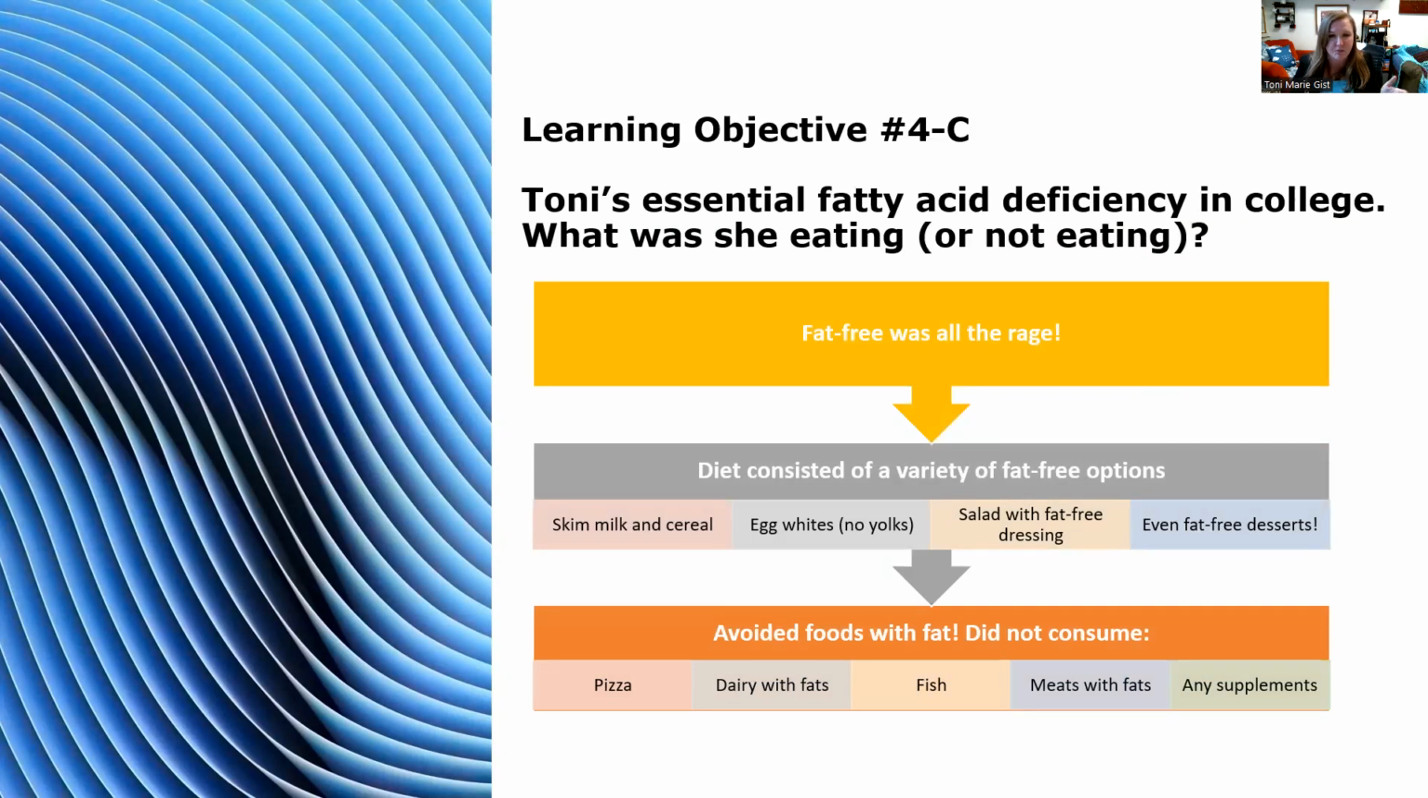a variety of fat-free options. I had skim milk and fat-free cereal. I had egg whites, but I didn't eat the yolks. I had salad with fat-free dressings, and I even had that Snackwell fat-free dessert. I avoided foods that had fat.